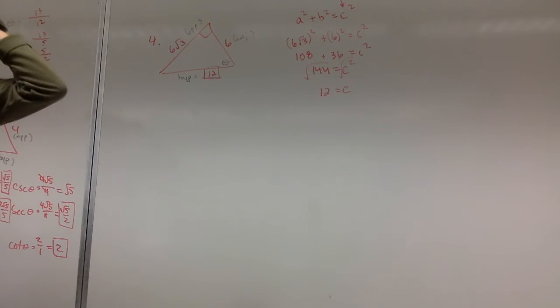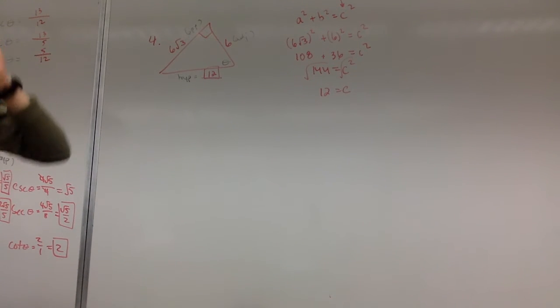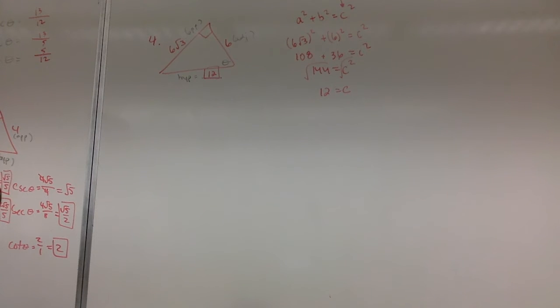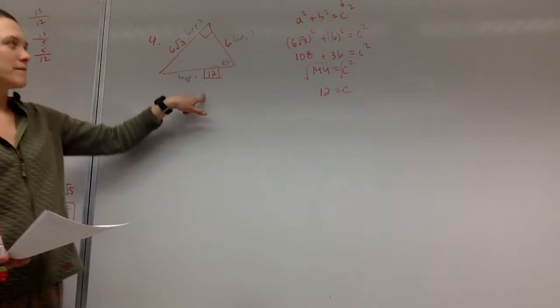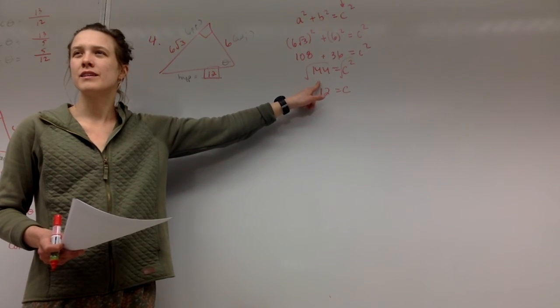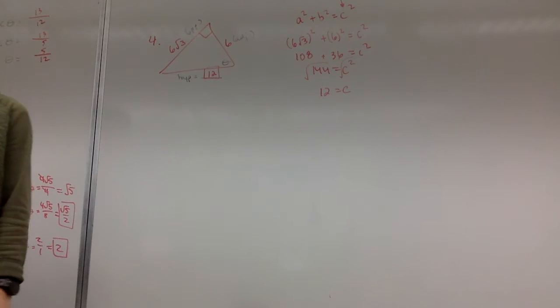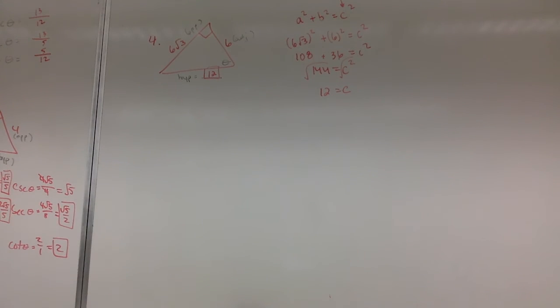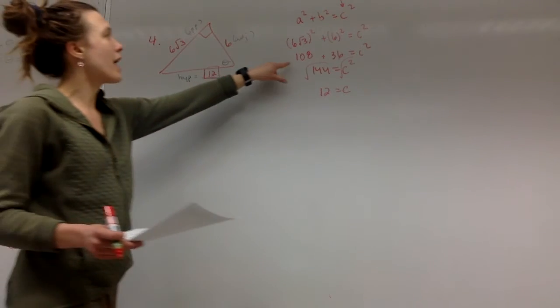Well, radical 3 squared would be 3. Wait, 12? Because 12 times 12 gives me 144. I have a question. Instead of doing 6 to the square root of 3, can we just do, for example, 108 over 12? No, because 108 is a squared.